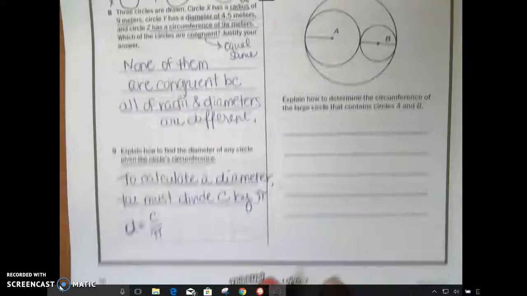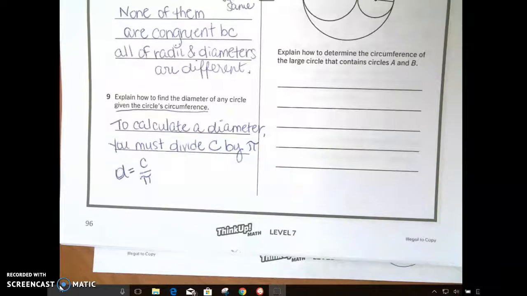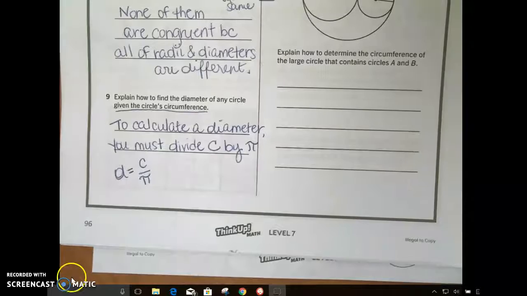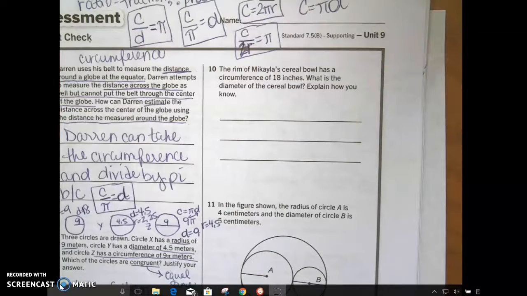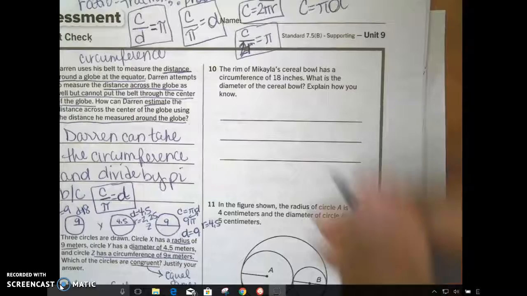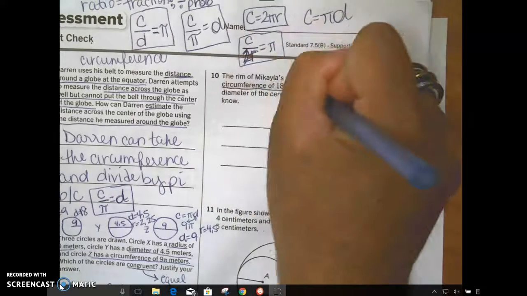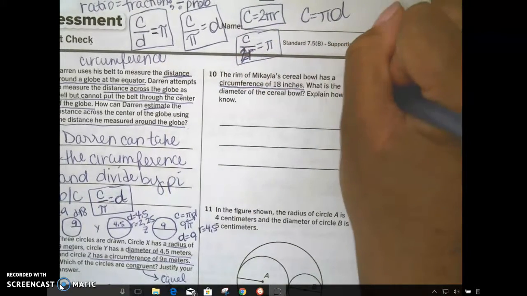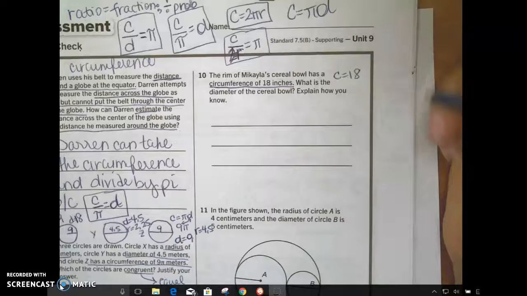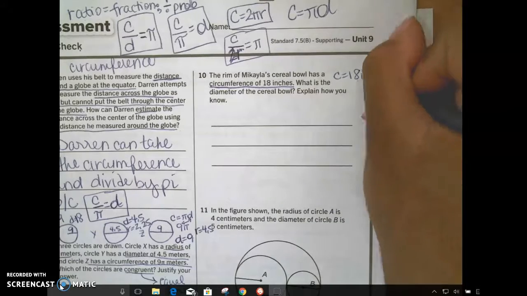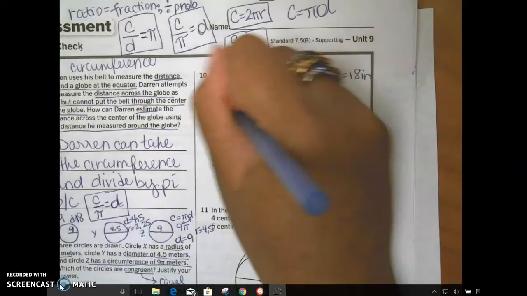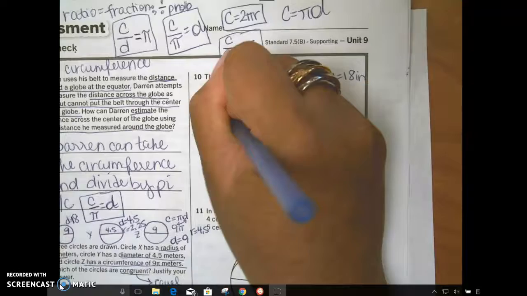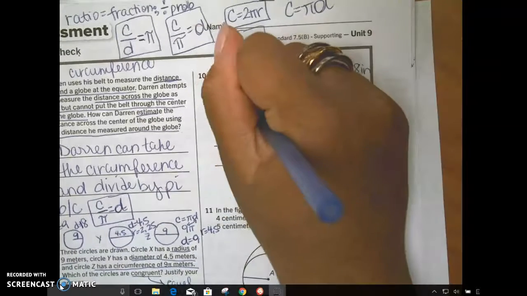Number 10. Go back, need a little bit more time. The rim of Michaela's cereal bowl has a circumference of 18 inches. C equals 18 inches. What is the diameter of the cereal bowl? Explain how you know. Divide 18 by pi.